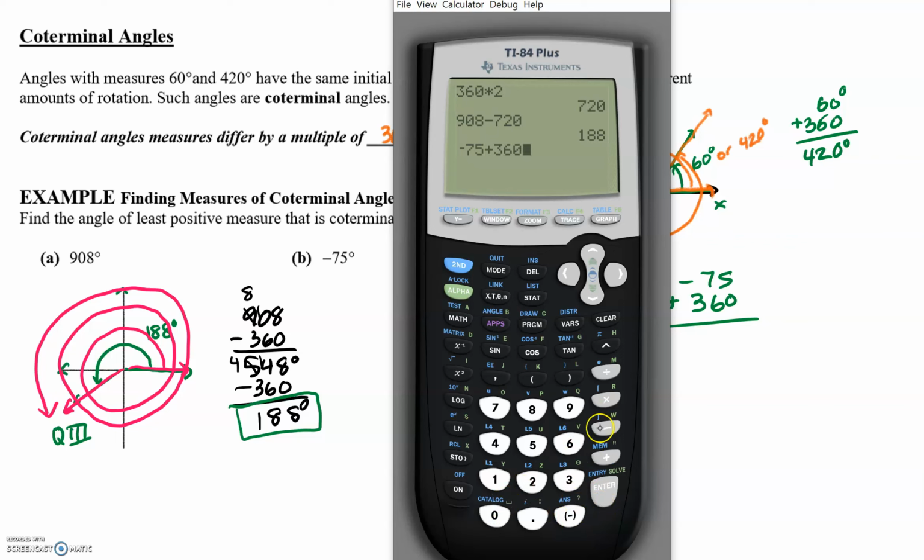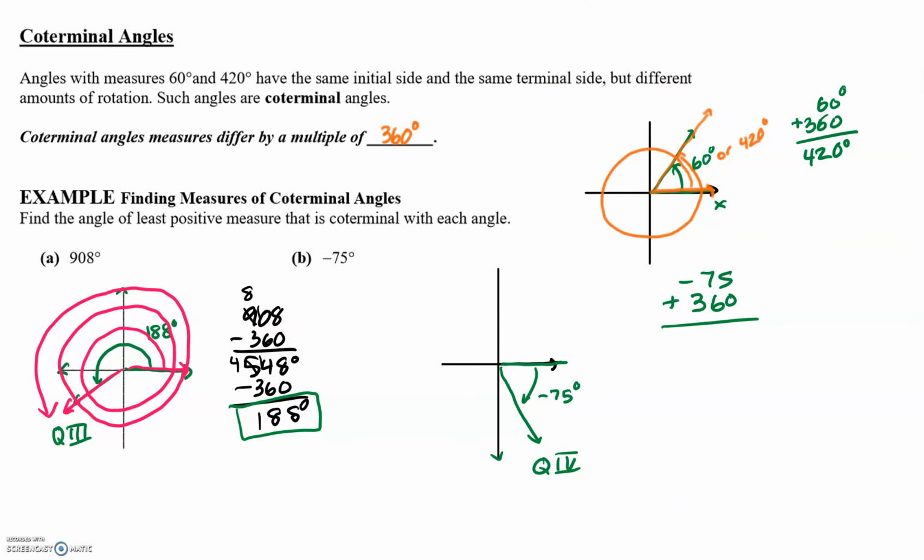The negative sign on the TI calculator is down below. You can't use minus for the first number. Now, if you did want to use the minus, you could take 360 minus 75. But the negative and minus are two different things. So if it's in front of a number, make sure it's negative. And if you're actually doing an operation, then you could use the minus sign. So 285.